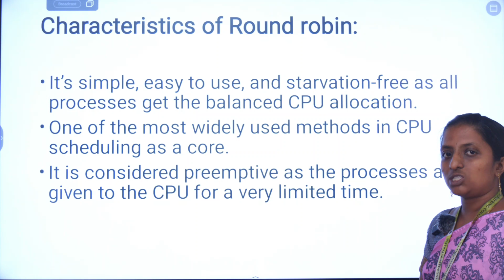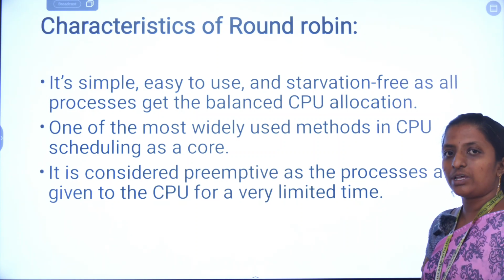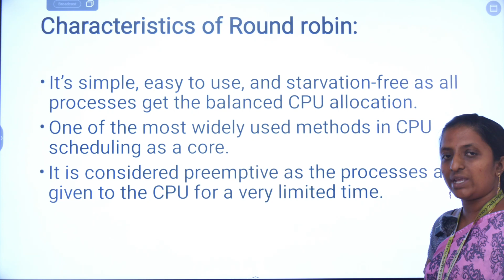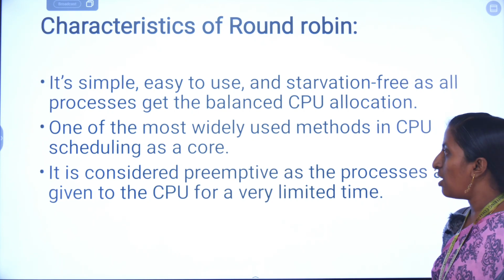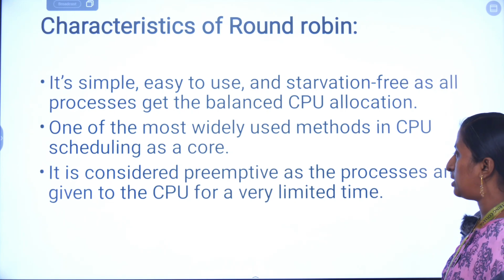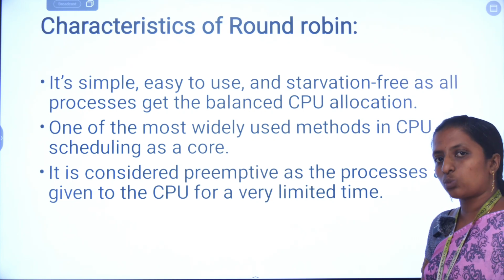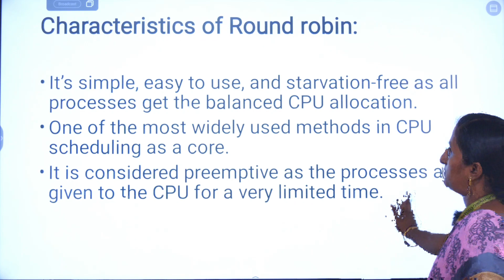Another disadvantage of SJF algorithm is that it has more starvation, because whenever a process having short execution time enters, that process will be allotted the CPU. That results in long execution time processes being in the waiting state for a large amount of time. So SJF leads to starvation, whereas round robin is starvation free. And it is one of the most widely used algorithms, and it is preemptive.